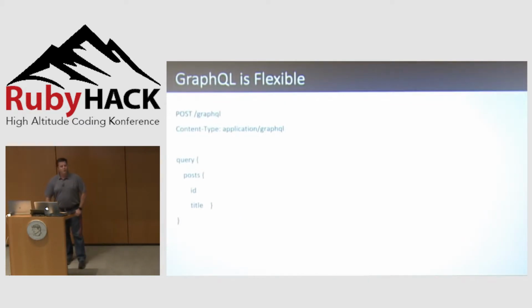So where REST was rigid, GraphQL is very flexible. In GraphQL, the client is in charge, as we've already said. The client specifies what data it needs, and the server only responds with what is necessary. So here's an example.